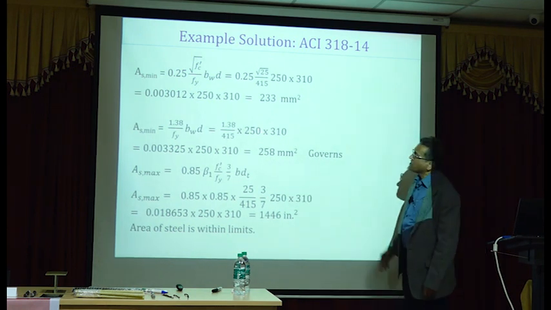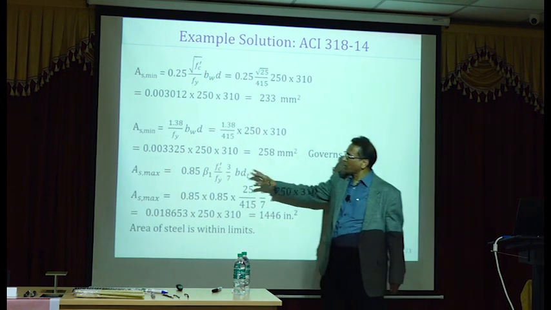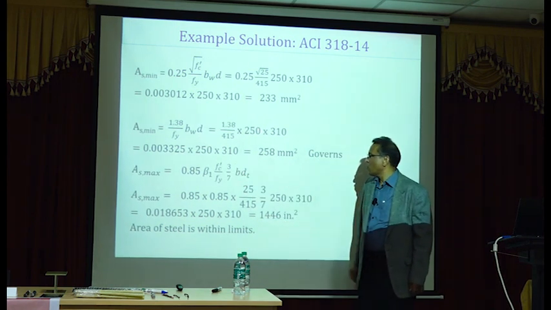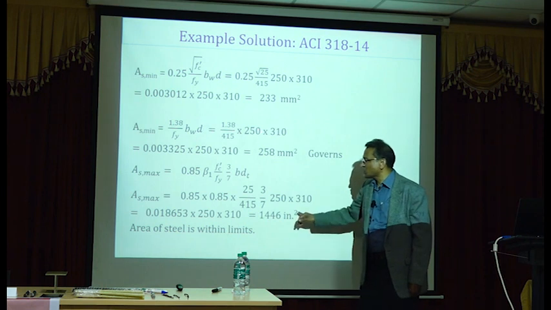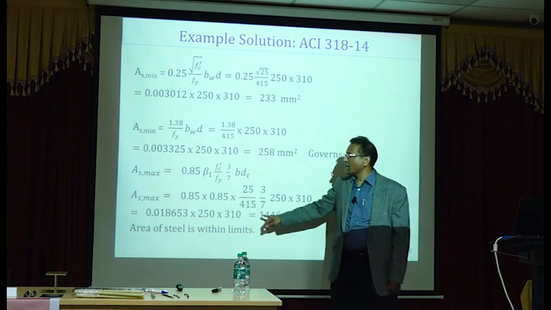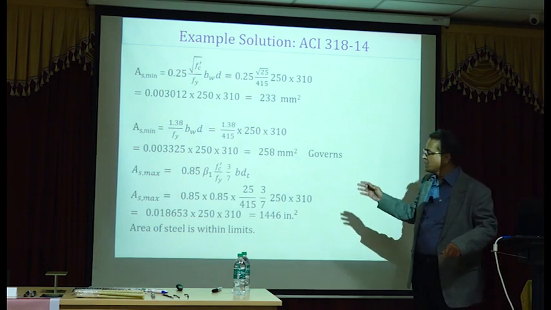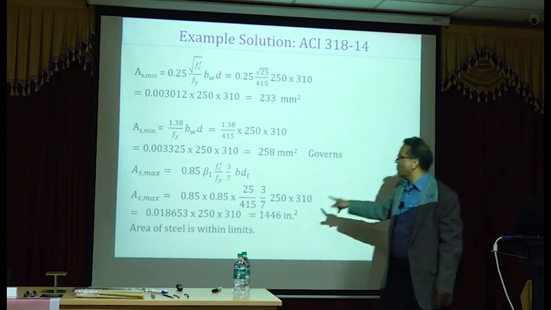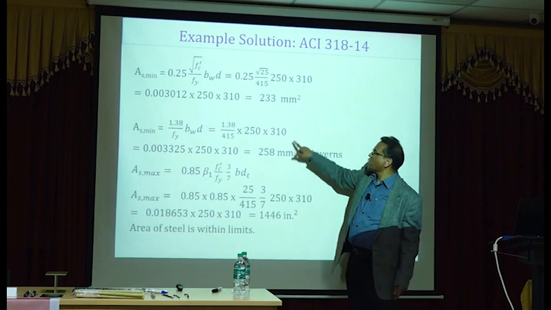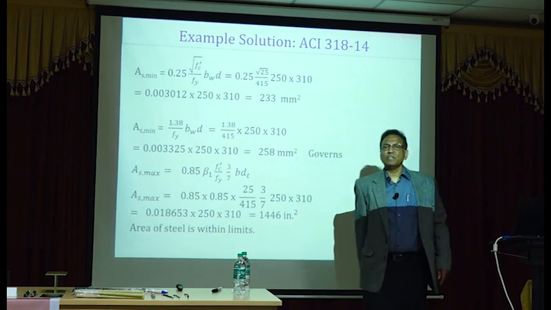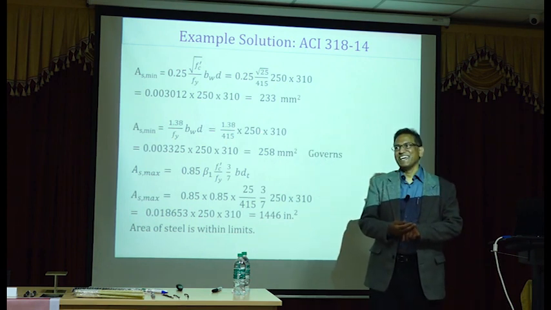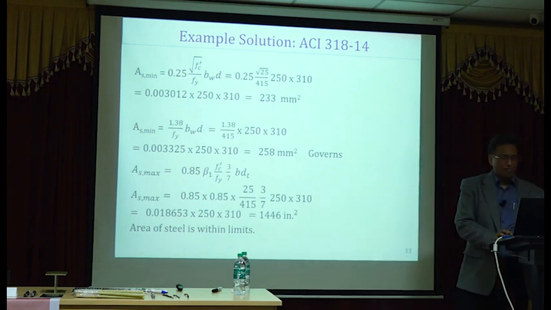What about As max? For As max, we have this expression, plug in the numbers, and you get 1446 square millimeter, which is definitely greater than 339. So our 339 provided is smaller than the maximum and larger than the minimum, therefore it's in a good range. All right, so that's how much we have for the introduction to the ACI method.